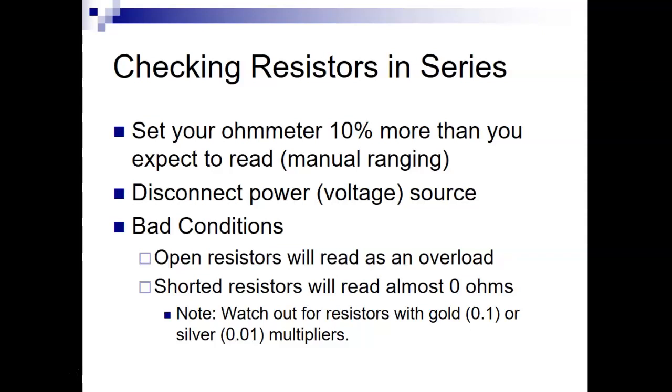One of the things you have to do is always make sure, when you're dealing with a manual ranging meter, to set it ahead of what you expect to find, because you can always dial it back. If you're checking resistors, you should always disconnect your power source. And since most circuits are not strictly resistors, if you have capacitors at all, you need to drain those capacitors out or you're going to really have problems.